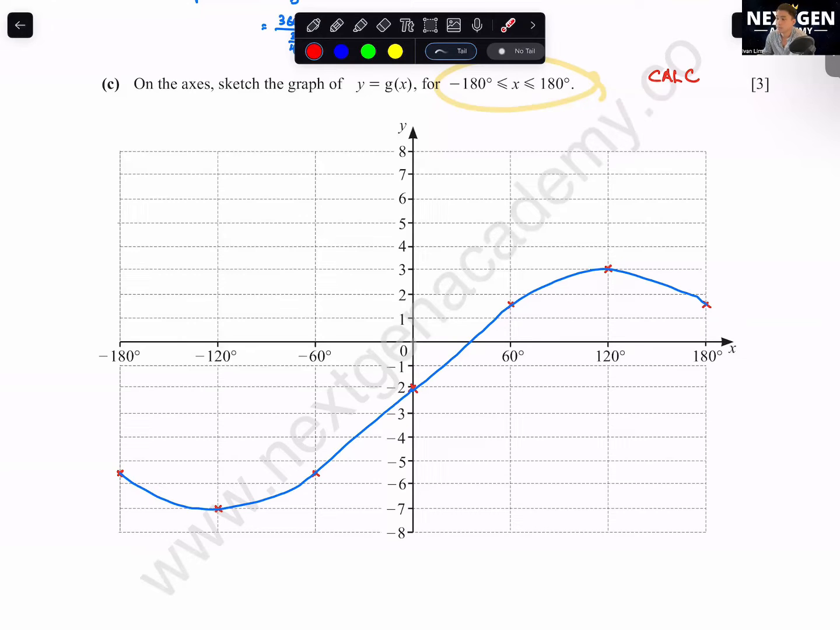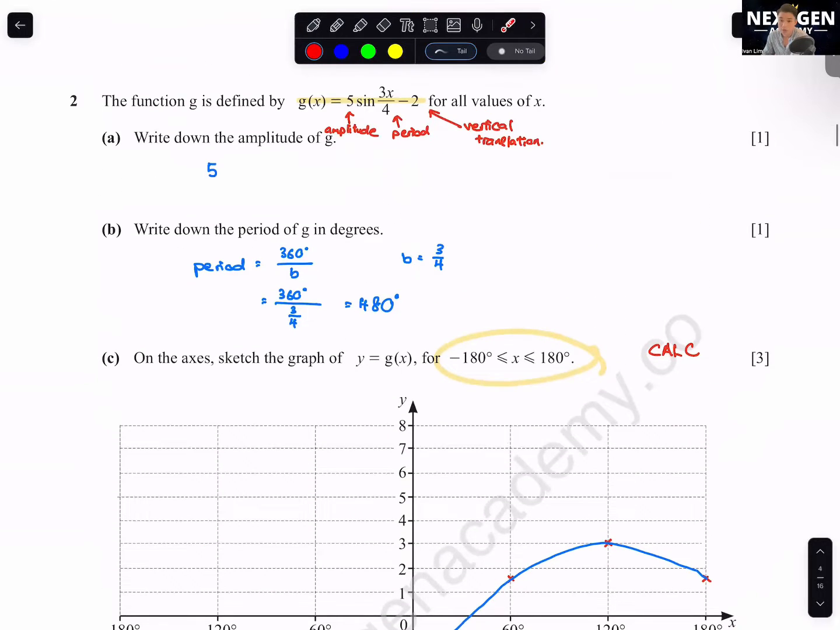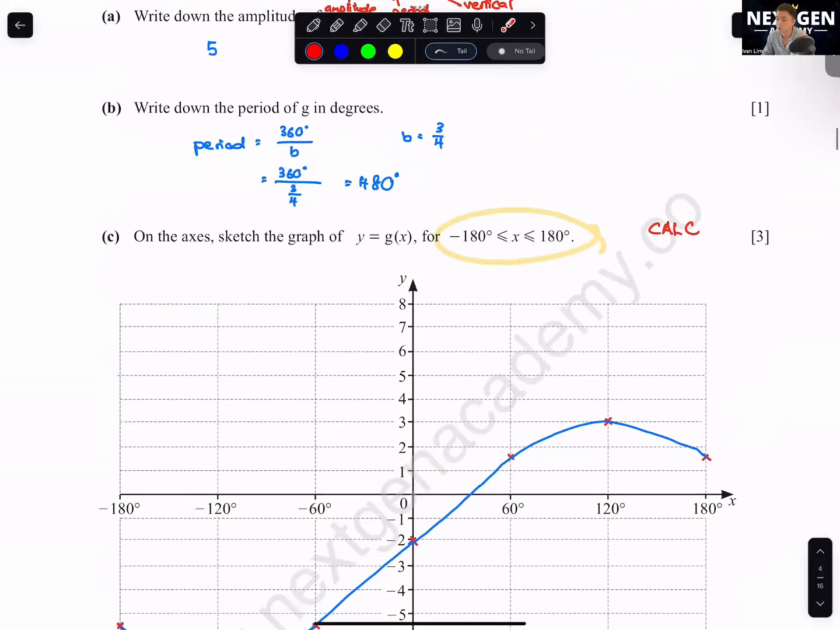Okay, Anya, I saw your mistake already. There's no 2x at the back. It's just minus 2. You have an extra x at the back. You see the equation? It's 3x over 4 minus 2. Okay? Third mark is overall. Everything all correct.